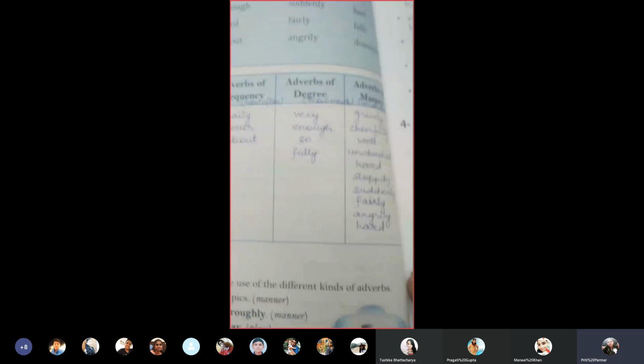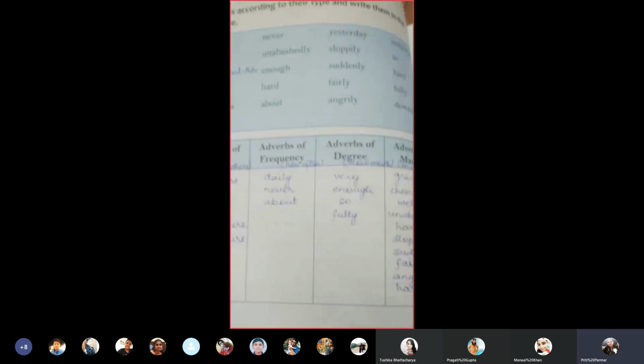Then adverb of manner, that means in what manner the thing was done. So the words are grimly, cheerfully, well, unabashedly. Just the word was, what is the word? Unabashedly. Then hard, sloppily, suddenly, fairly, angrily, and hard.